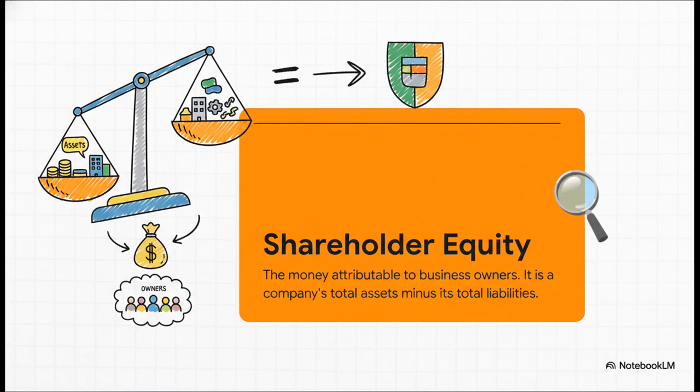So the official definition is that shareholder equity is the money that belongs to the owners. But you'll also hear it called net assets or book value. Why? Because it's literally the company's total assets minus its total liabilities. It's the final piece of the puzzle that makes our whole equation balance out perfectly.